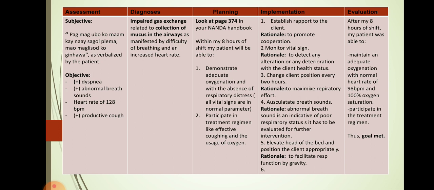The second one, monitor vital signs. Why? Because to detect any alteration or any deterioration in the client's health status. The third one would be change client position every 2 hours. Why do we need to change the position of the client every 2 hours? Of course, to maximize respiratory effort.